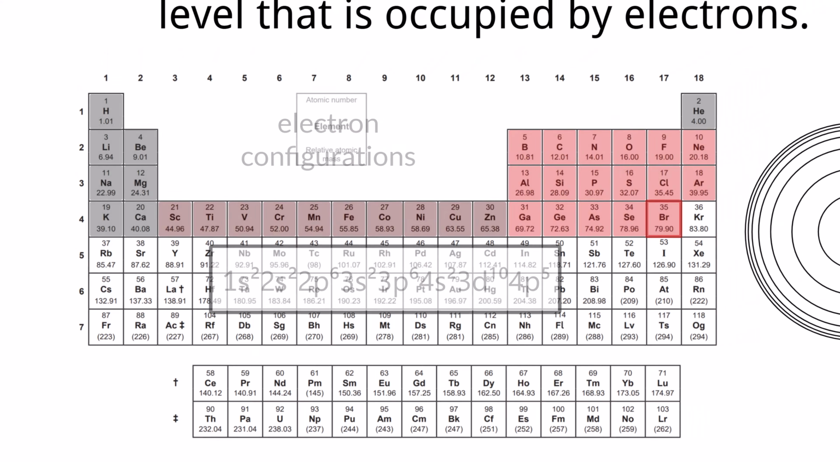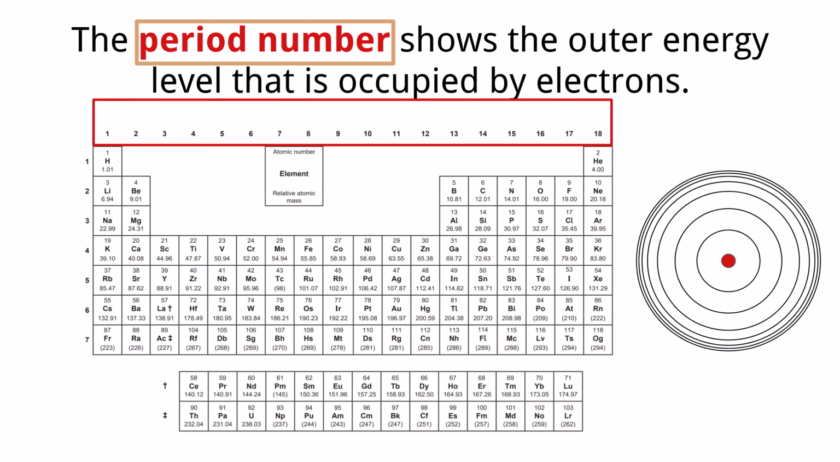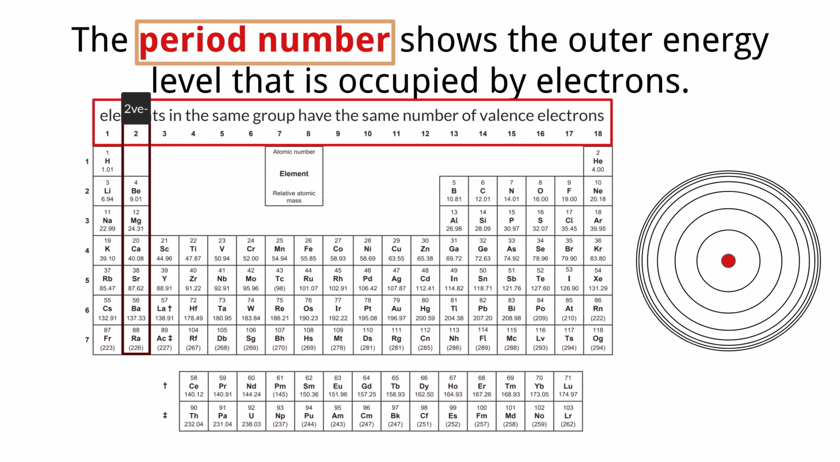We can also take a look at the importance of the group numbers, which we have on the top as 1 through 18. Elements within the same group have a specific commonality, which is they have the same number of valence electrons, which are those electrons on the outermost shell. So as an example, all elements within group 2 have 2 valence electrons, and elements in group 16 have 6 valence electrons.